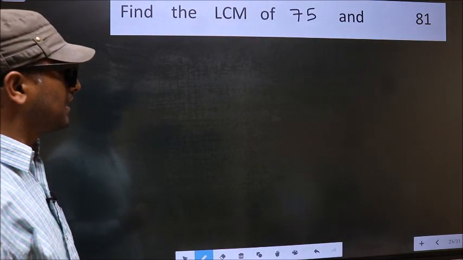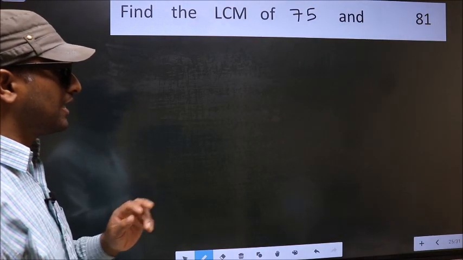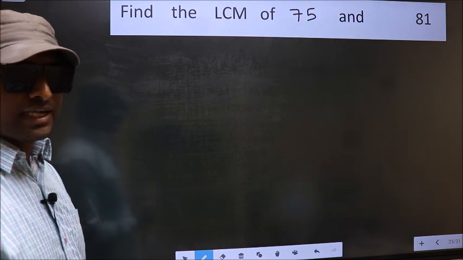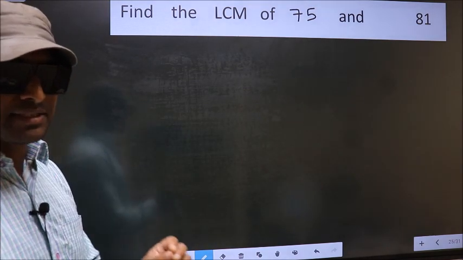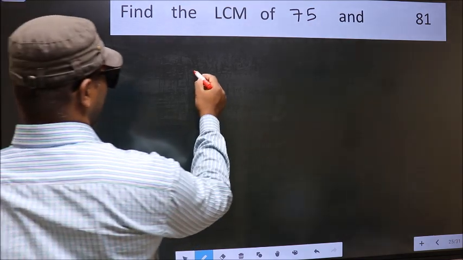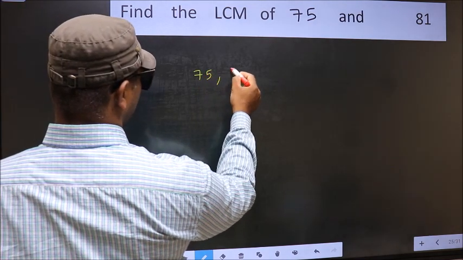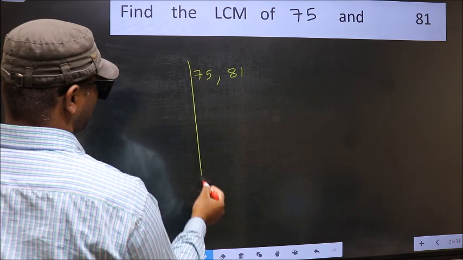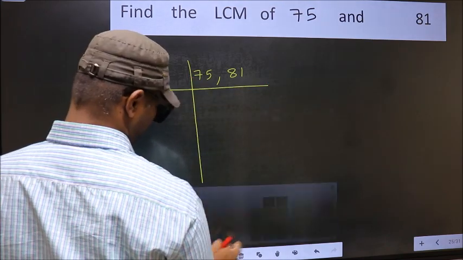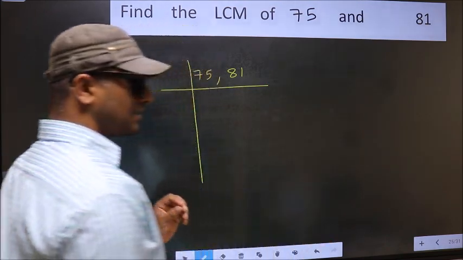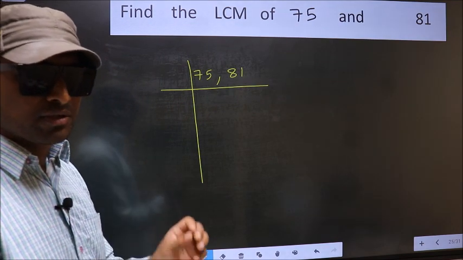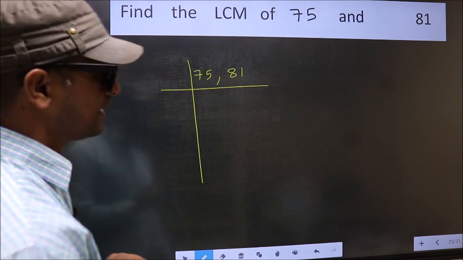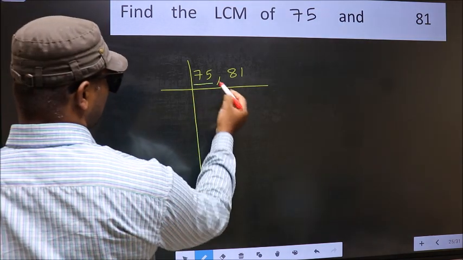Find the LCM of 75 and 81. To find the LCM, we should frame it in this way: 75, 81. This is your step 1. Now you should focus on the first number, which is 75 here.